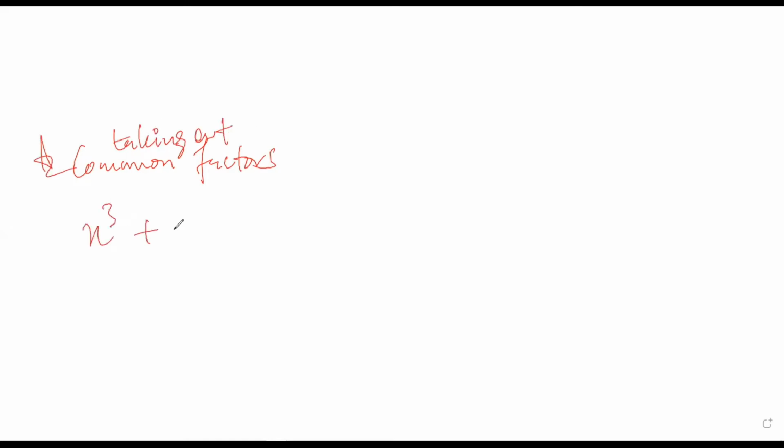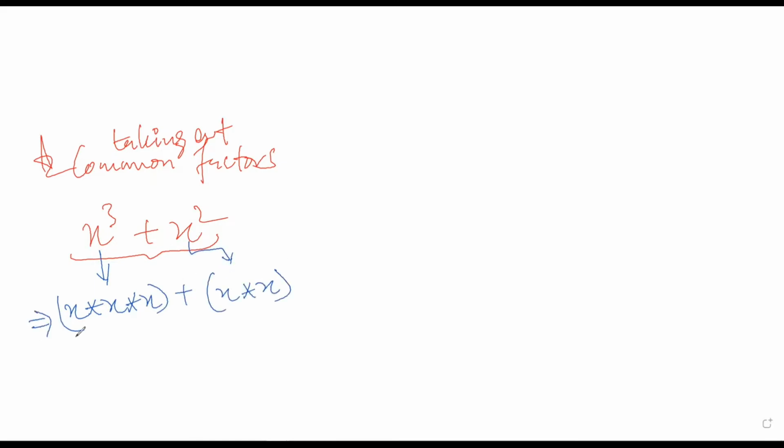So for example, I have x cube plus x square. Mr. Sarthak, among these two, what is a common factor? X. Okay. Now that is what your textbook is trying to say. If you look at this, this implies x into x into x, and this implies x into x. Mr. Sarthak, do you agree or not agree?